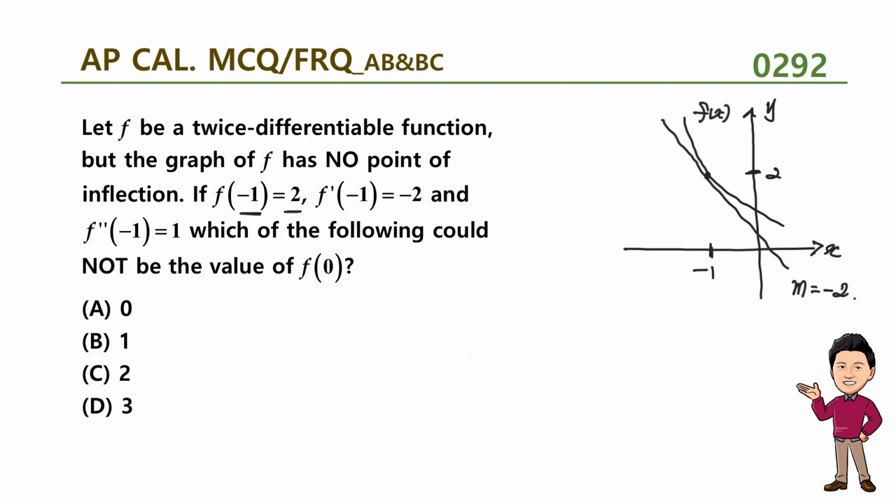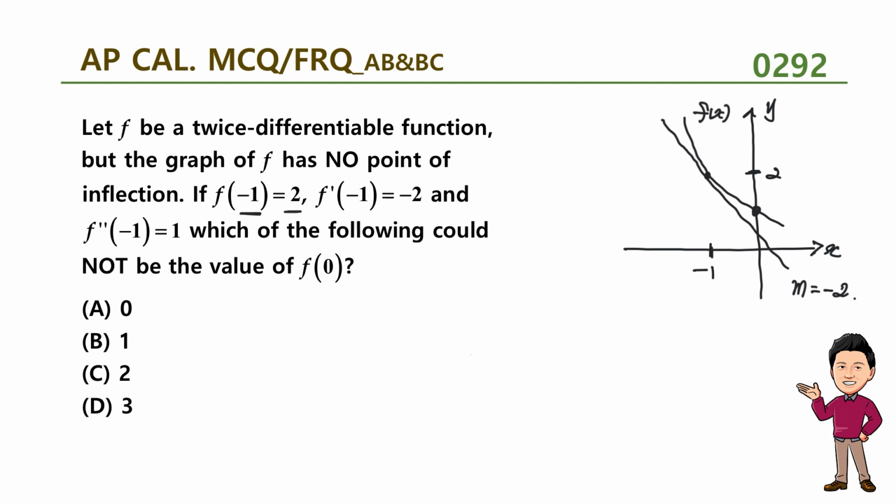Okay, so which of the following could not be the value of f of 0? This value, right? f of 0. When we use this tangent line, the tangent line has to be less than the function value. Well, reversed, the function value when x is equal to 0 must be greater than this value, right? Does that make sense? So let's find the equation of this tangent line.